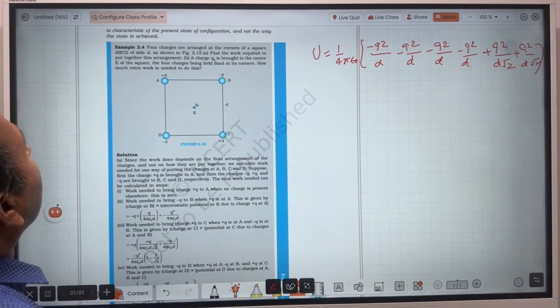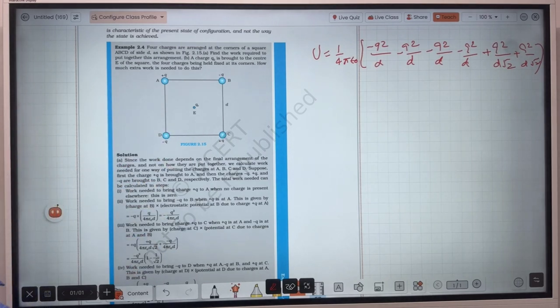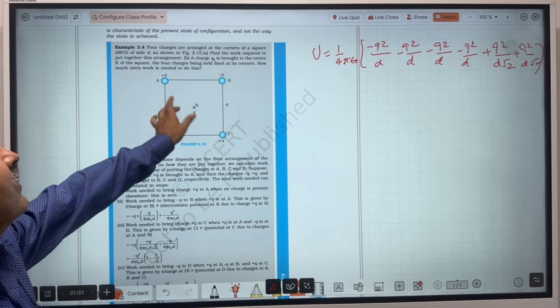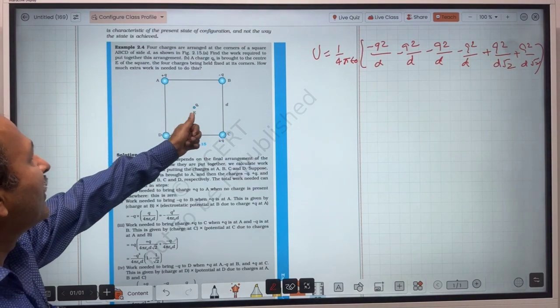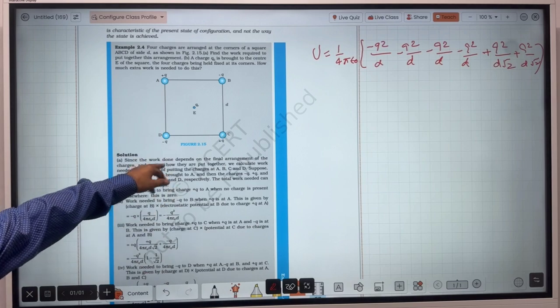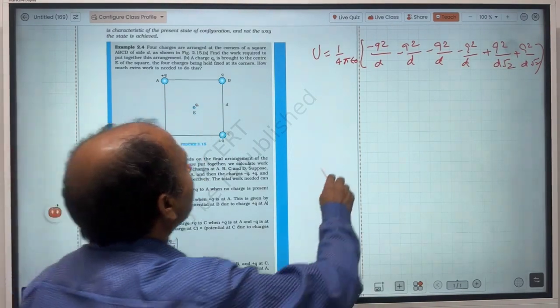Now the next part of the question is, a charge q0 is brought to the center E of the square, the four charges being held fixed at its corners. How much extra work is needed to do this? So the extra work can be calculated by finding the potential at this point and then multiplying that result by q0. So let's see the potential at this point.